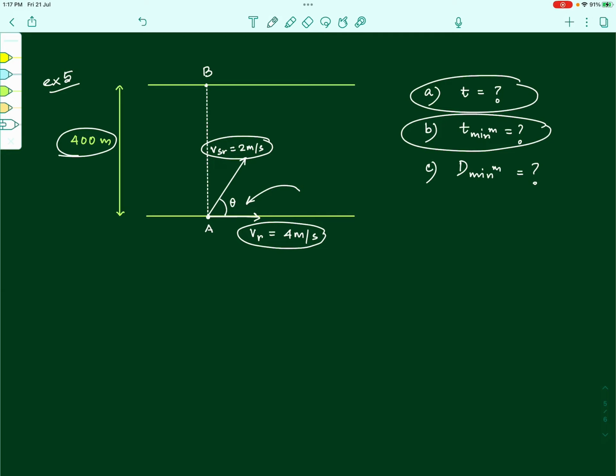And then the next part of the question says, if the man has to reach the other shore at a point directly opposite to his starting point, point B. If he reaches the other shore somewhere else, because the velocity will be in some other direction, he will reach somewhere else.